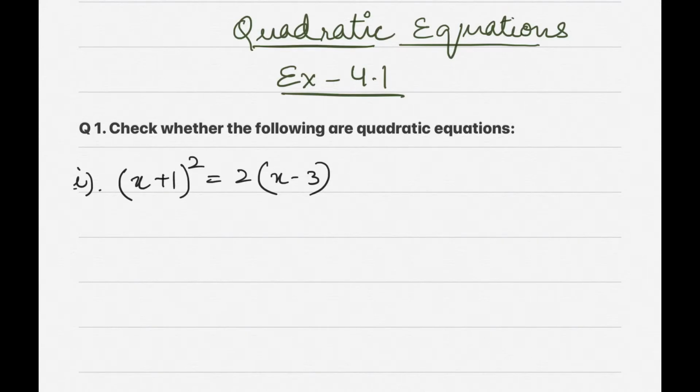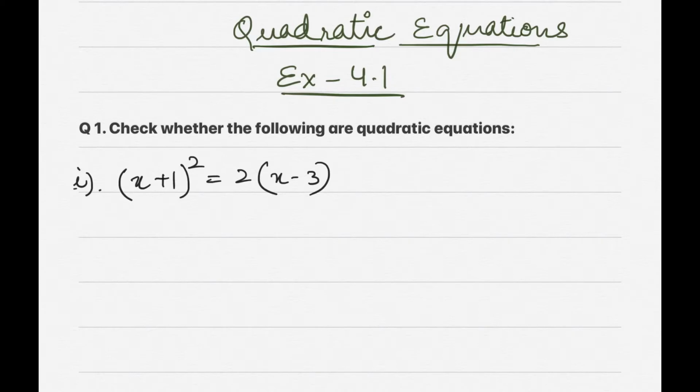We are moving with exercise 4.1, and in this first question we are given a few equations, not directly, we have to solve them and bring everything together. If it is in the form of ax square plus bx plus c, then it is a quadratic equation, otherwise it's not. So we have to check whether those are quadratic equations or not.